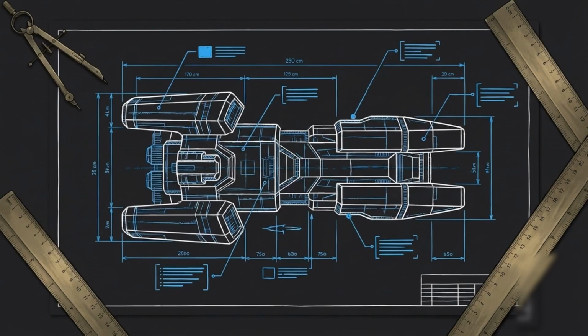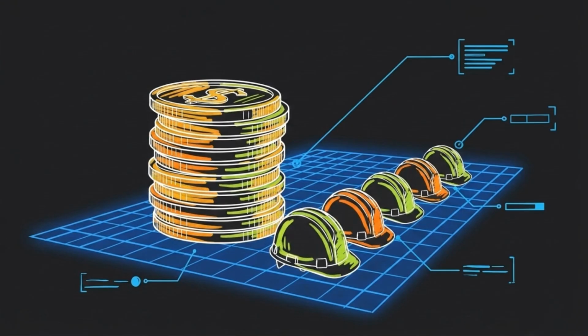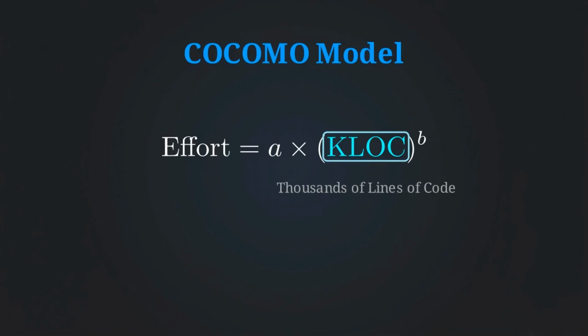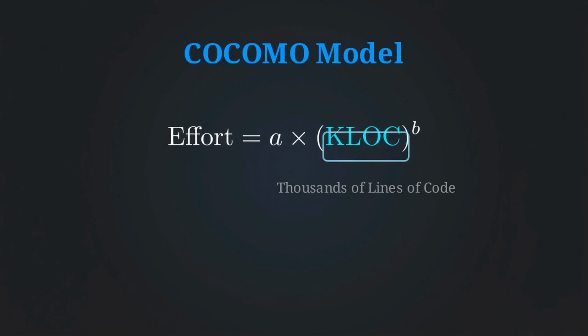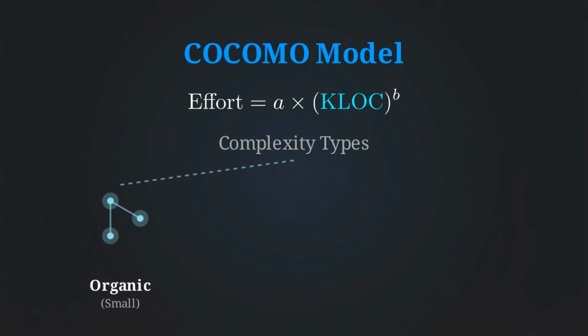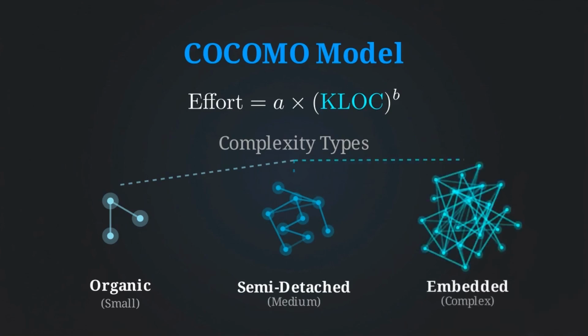Once the team knows the size of the project, they use math models to calculate the cost and the amount of human effort needed to build it. This formula is part of a model called COCOMO. It uses the total amount of code, measured in thousands of lines, or KLOC, to predict the work required. Think of KLOC like the square footage of a house. A larger number takes more effort. COCOMO categorizes projects into 3 complexity types: organic for small, semi-detached for medium, and embedded for highly complex systems.